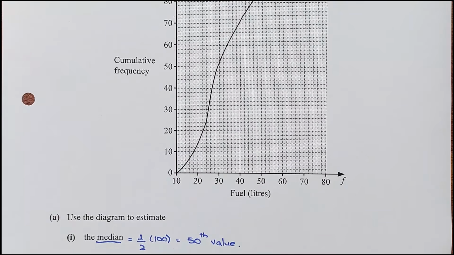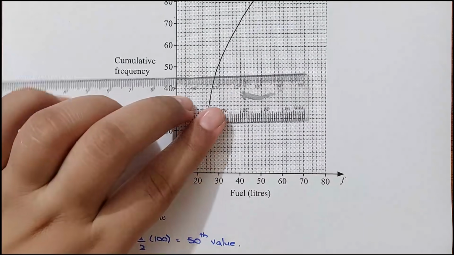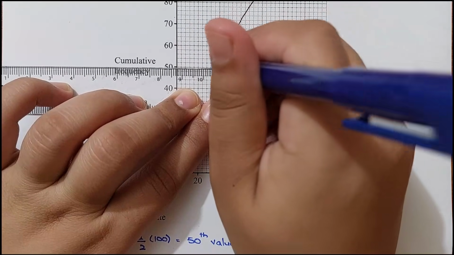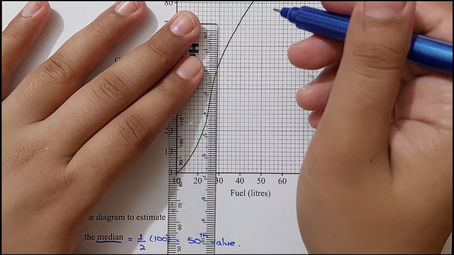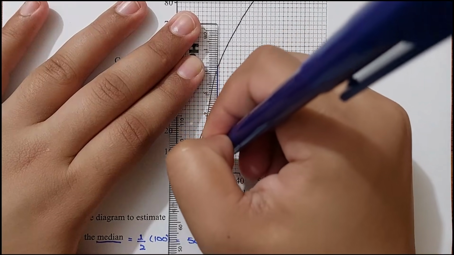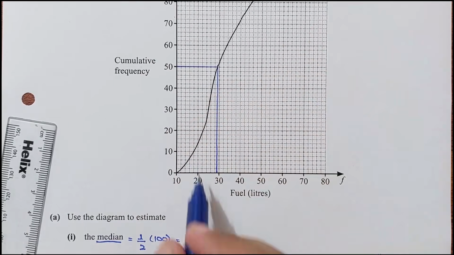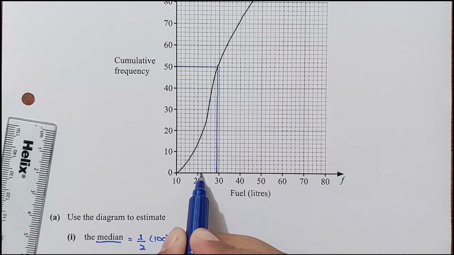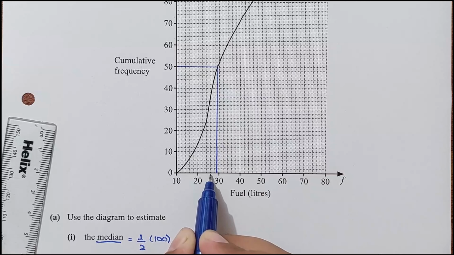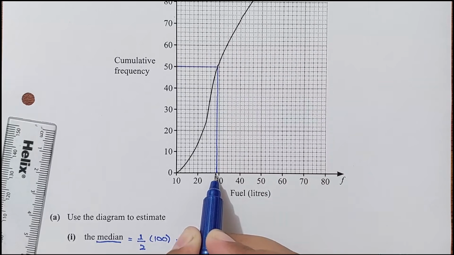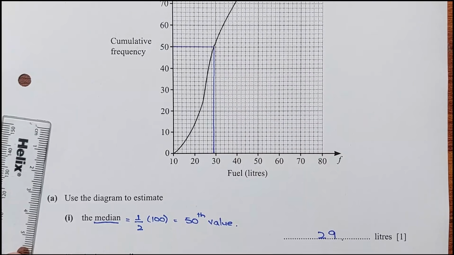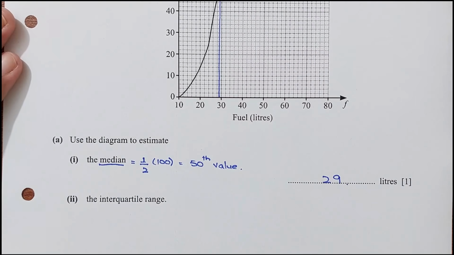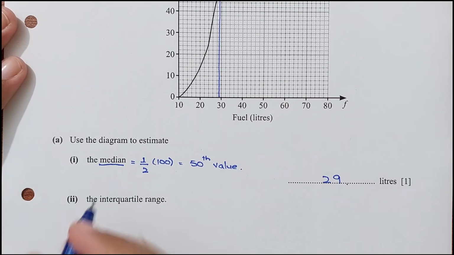right? So at 50, okay, right, 20, 22, 24, 26, 28. This is 29 liters. In my case, this is 29 liters. Okay, the second is interquartile range. Interquartile range is upper quartile minus lower quartile.